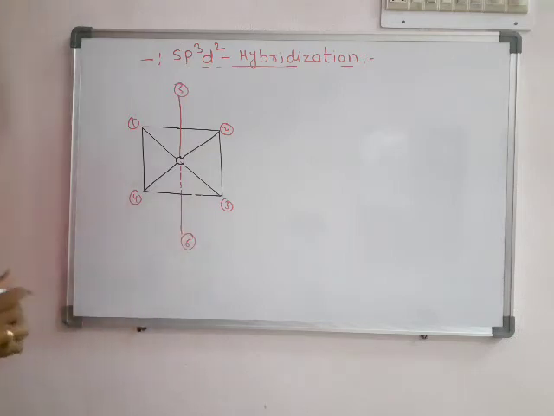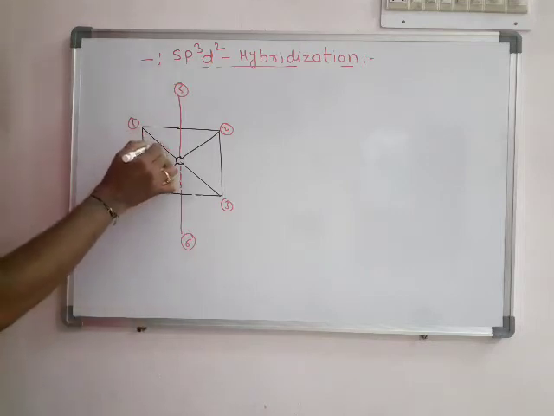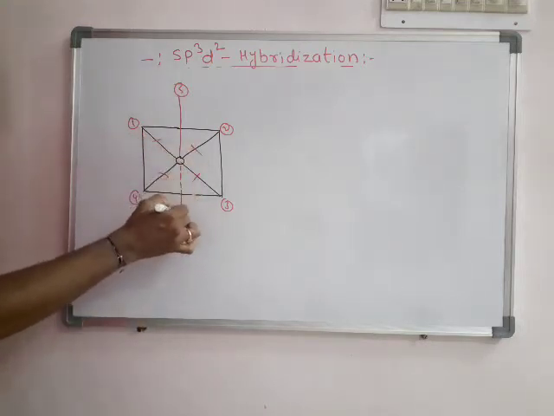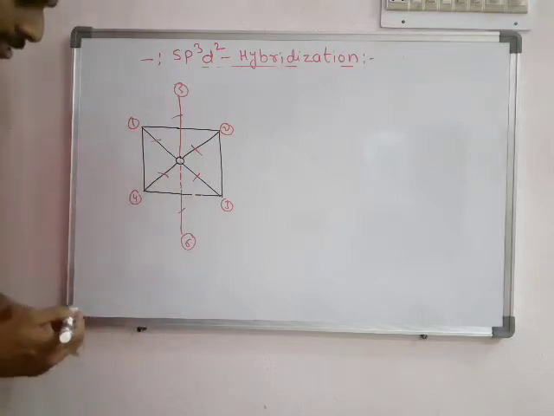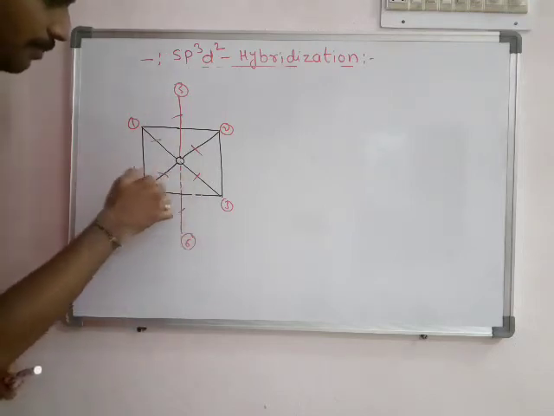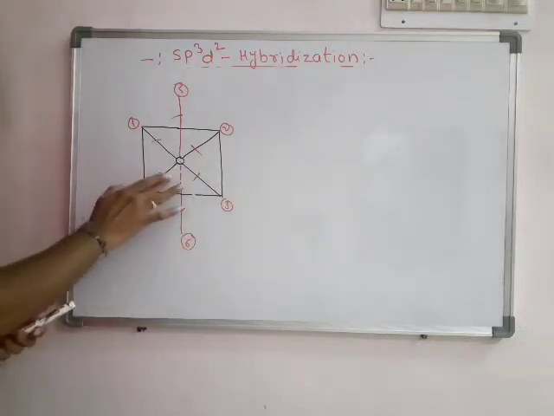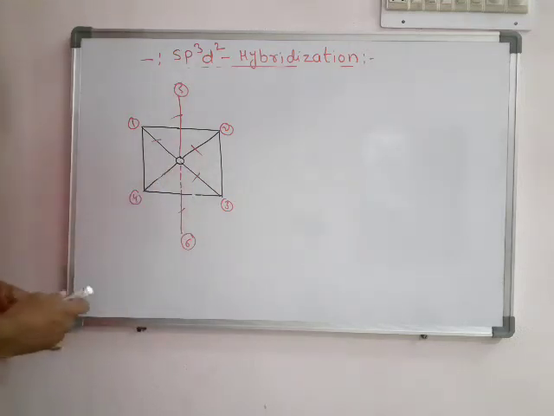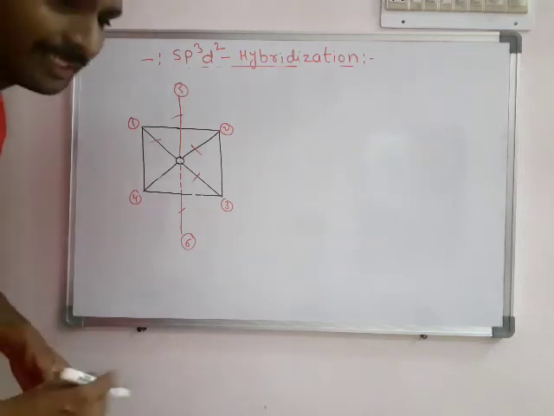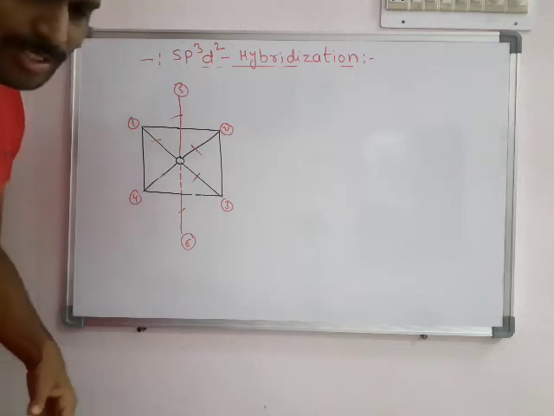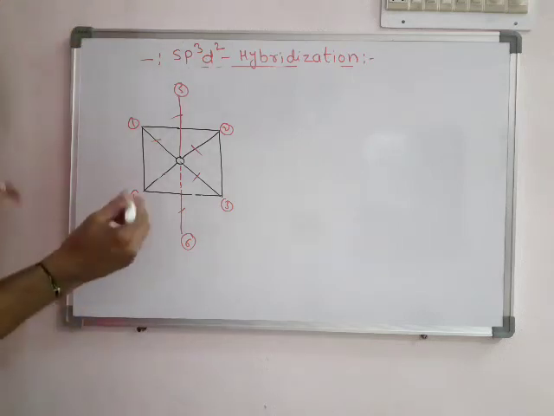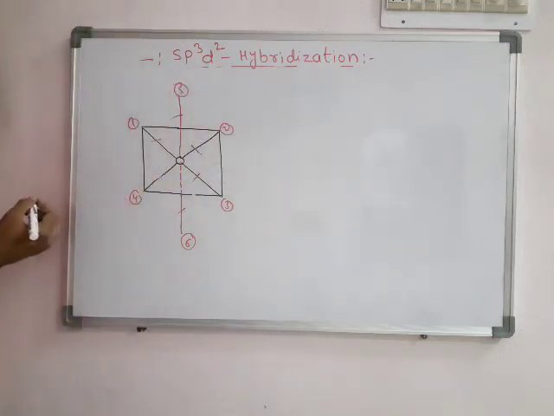This is treated as octahedral shape. It has 6 bonds: 1, 2, 3, 4, 5, 6. Don't draw these types of lines, I just did it for counting. Why it is called octahedral: there are 8 faces. So what is the angle between two adjacent hybrid orbitals?